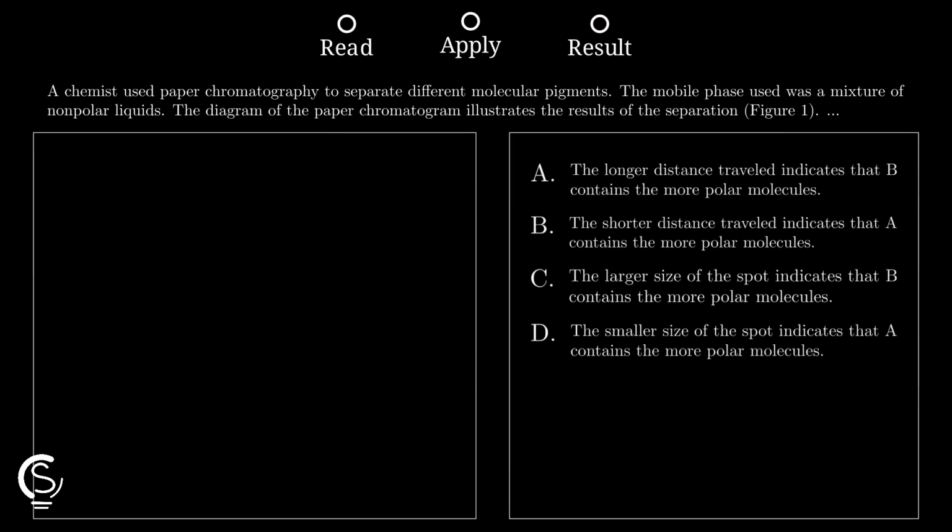First, we look at the mobile phase, which is nonpolar. In paper chromatography, nonpolar molecules will move much faster and further because they have a higher affinity for that nonpolar liquid.